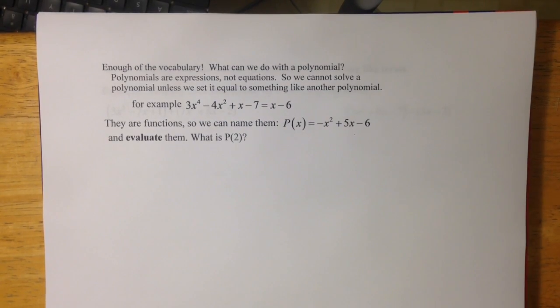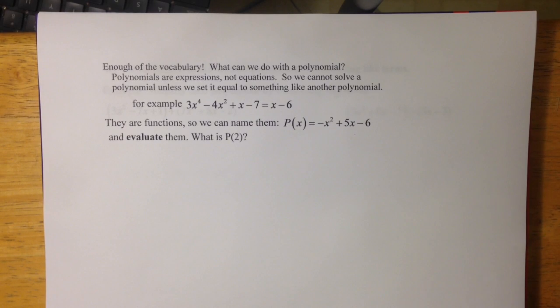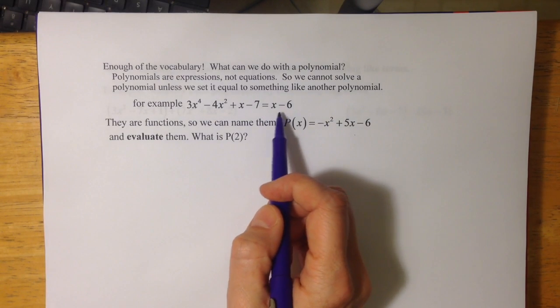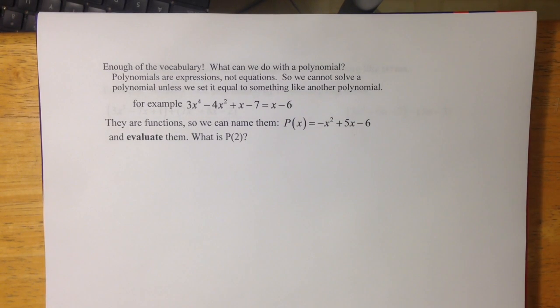Okay, there's a lot of vocabulary in this chapter, so let's move on to doing something with these polynomials. First, I'd like to point out that polynomials are expressions, not equations. They don't have an equal sign in them. So we can't solve a polynomial unless we set it equal to something, like another polynomial, or set it equal to 0. For example, I could take this polynomial and set it equal to this other polynomial. Now I have an equation.